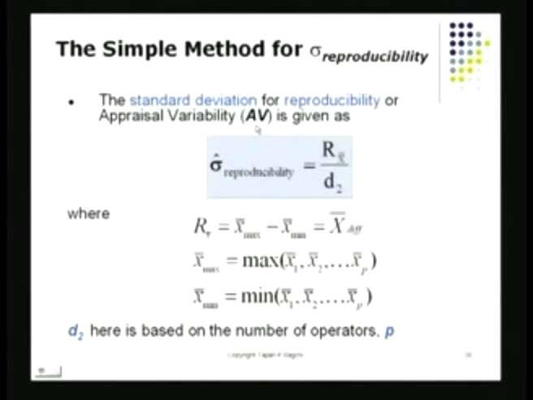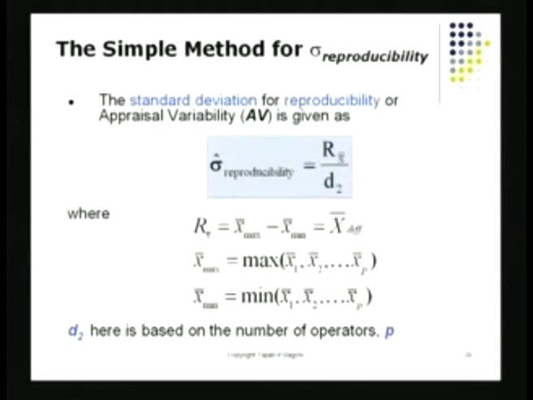and this is also called appraiser variability, because appraiser is the inspector. Appraiser variability is AV, which is equal to this. You look at the standard deviation of that, that is equal to R X double bar, and I'm going to tell you exactly what that X double bar is in a minute, divided by D2. This D2 is different from the D2 that I used before. So this D2 should not be confused with the D2 that I used before.